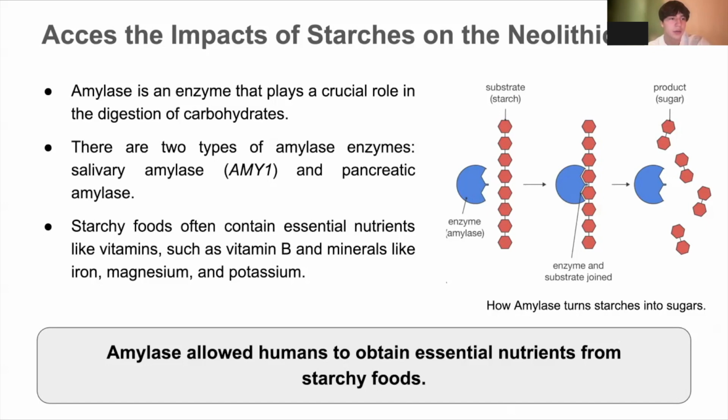They are also crucial for the production of red blood cells, helping prevent certain types of anemia by supporting the formation of healthy red blood cells. Overall, B vitamins are crucial for numerous bodily functions, including energy production, nervous system health, red blood cell formation, and more. Starchy foods also often contain minerals like iron, magnesium, and potassium.